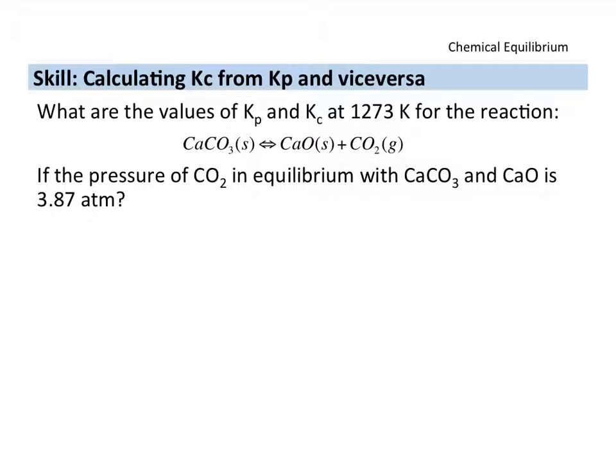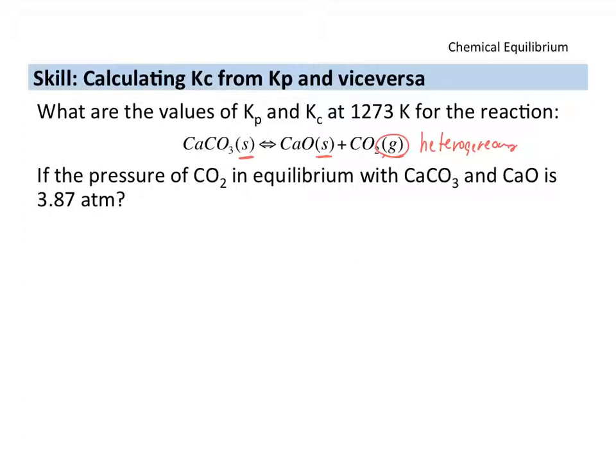So the first thing that we need to notice is that the equation is balanced. In this case, it is. The other thing that we need to notice is the physical states of the species in the reaction. In this case, we have two species that are in the solid phase, and one that is in the gas phase. This type of equilibrium is called heterogeneous equilibrium.